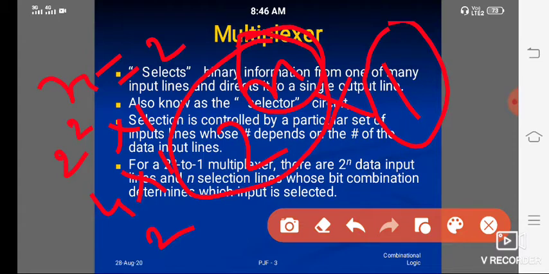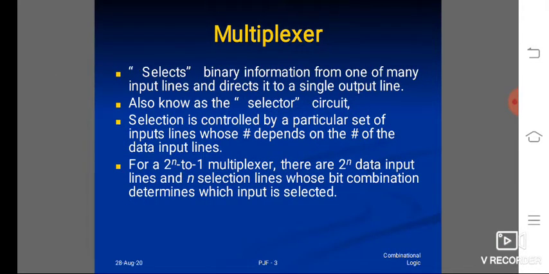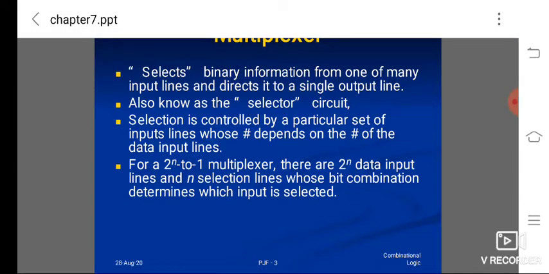That is the mux. You have to observe, it selects the binary information from one of many input lines and directs it to the single output line. It is also known as the selector circuit. Selection is controlled by a particular set of input lines. For 2 power n to 1, that means 2 power n data inputs, n selection line inputs, and 1 output.